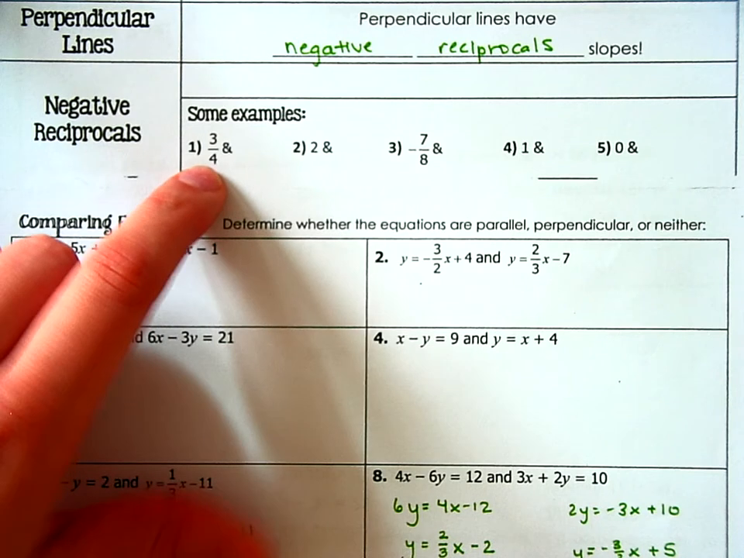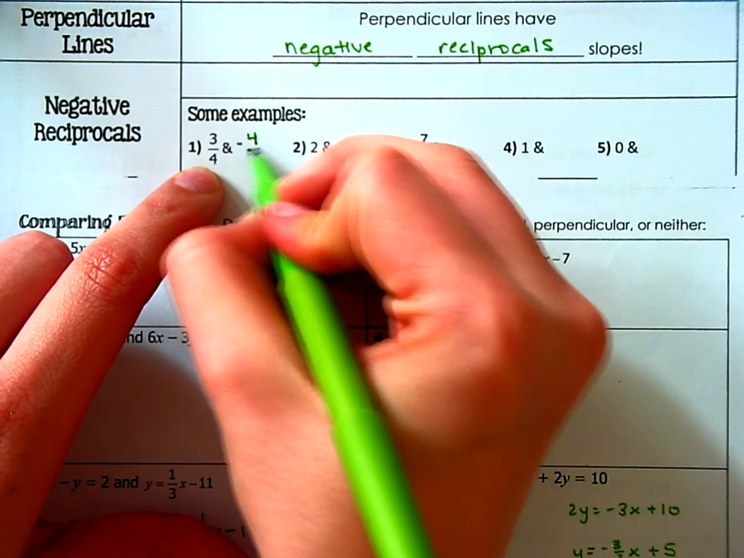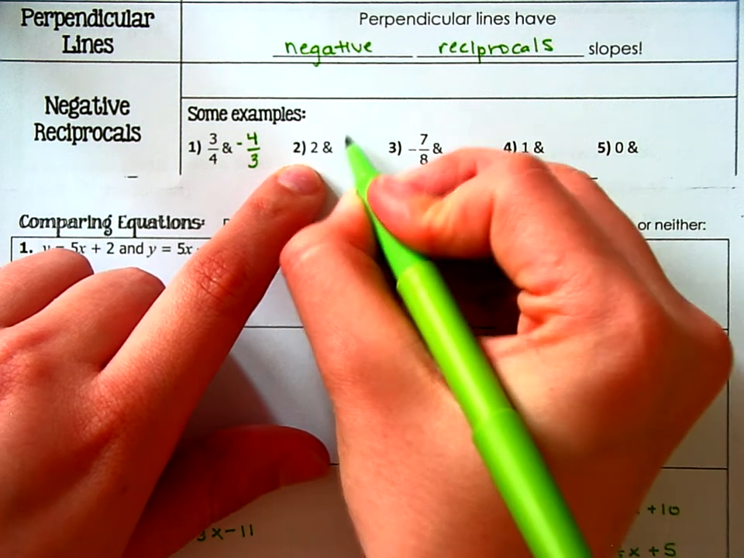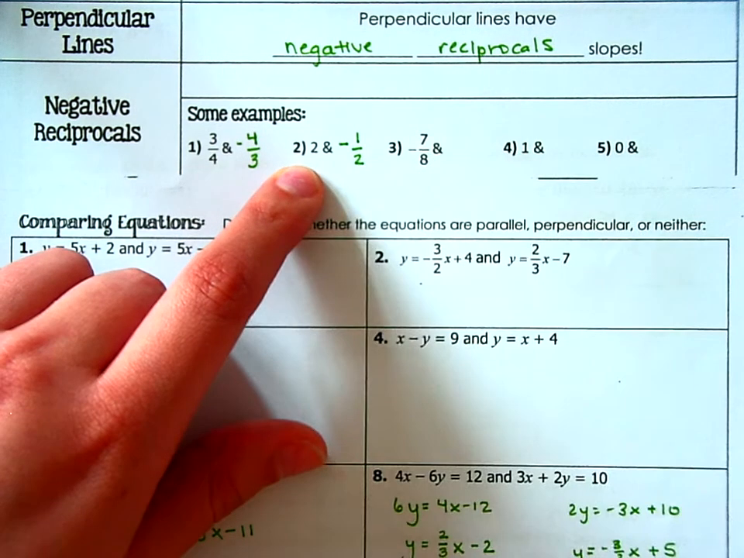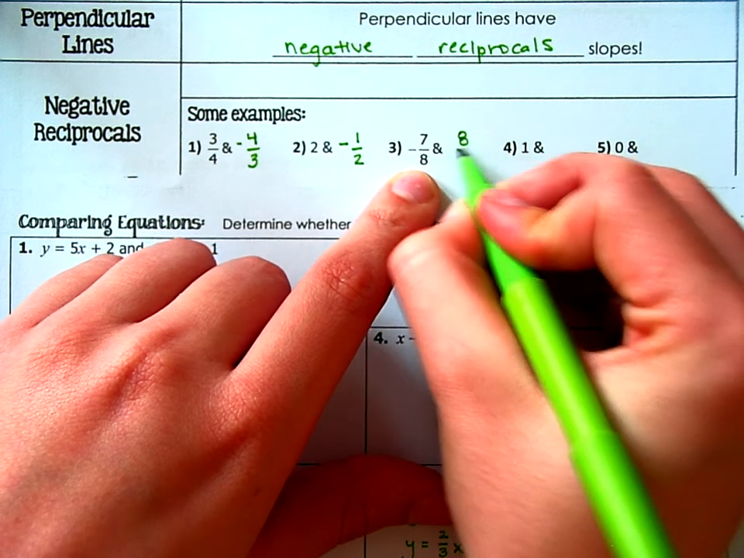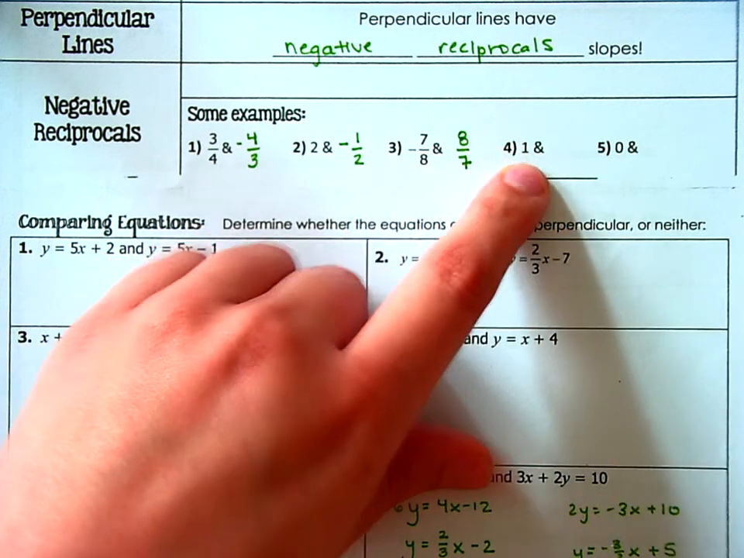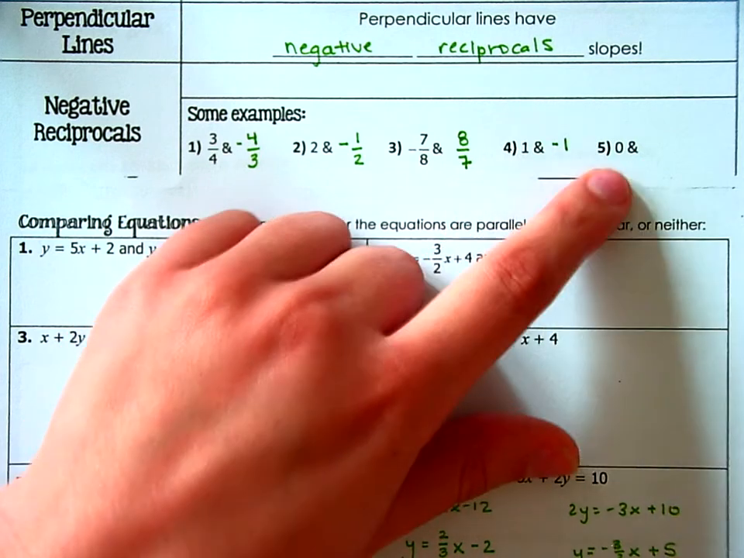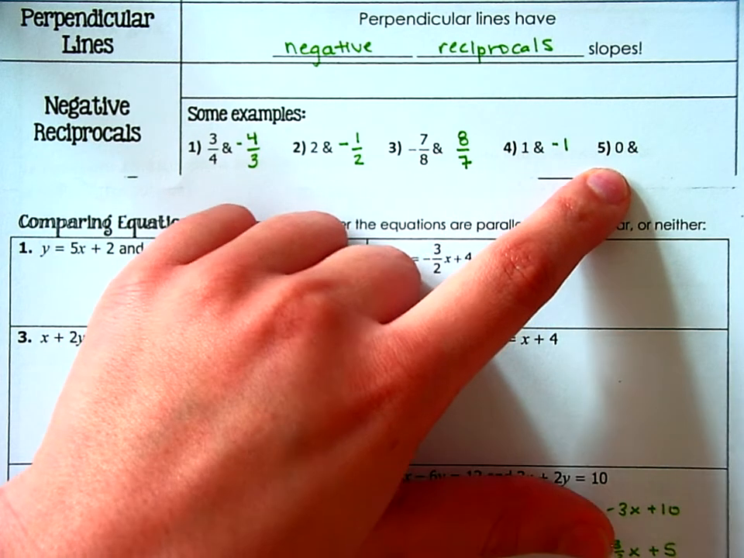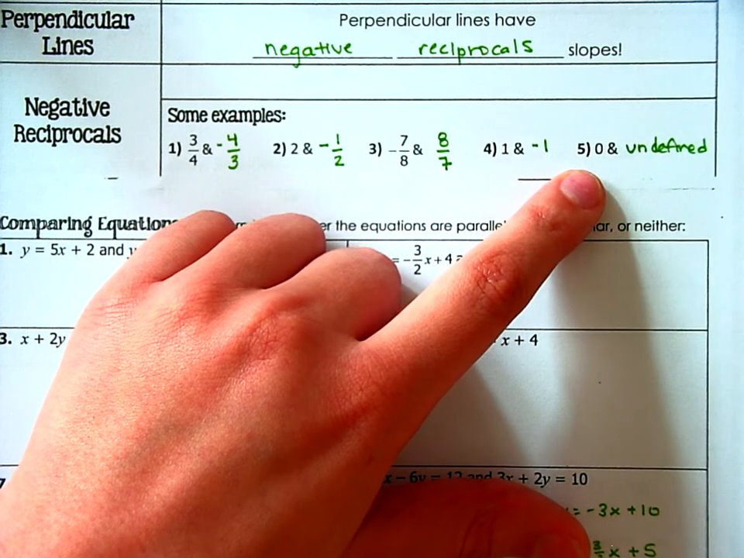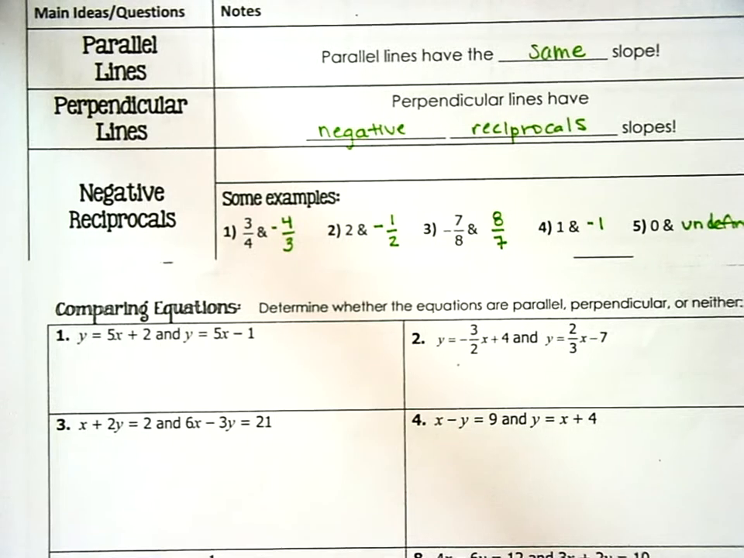If I have a slope of 3/4, the negative reciprocal would be negative 4/3. If I have a slope of 2, that's like 2/1. So the negative reciprocal would be negative 1/2. Okay, this one we're starting with a negative slope, so the negative reciprocal to that is going to be positive 8/7. 1, well, the reciprocal of that is also 1, and then we're just going to make it negative. And then for 0, well, if a line has a slope of 0, then the opposite of that is an undefined slope.